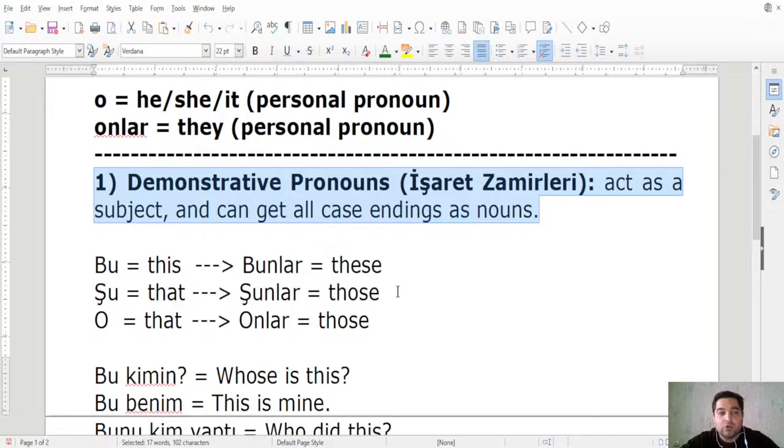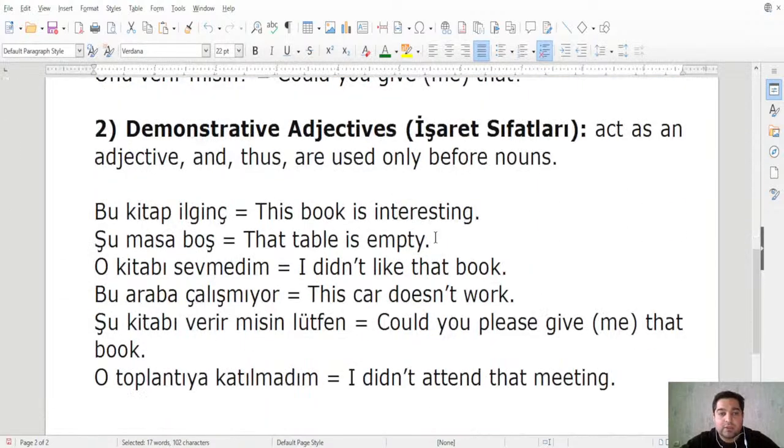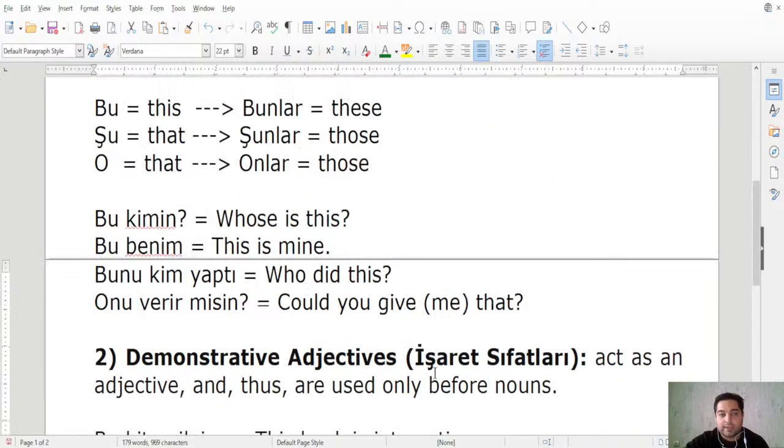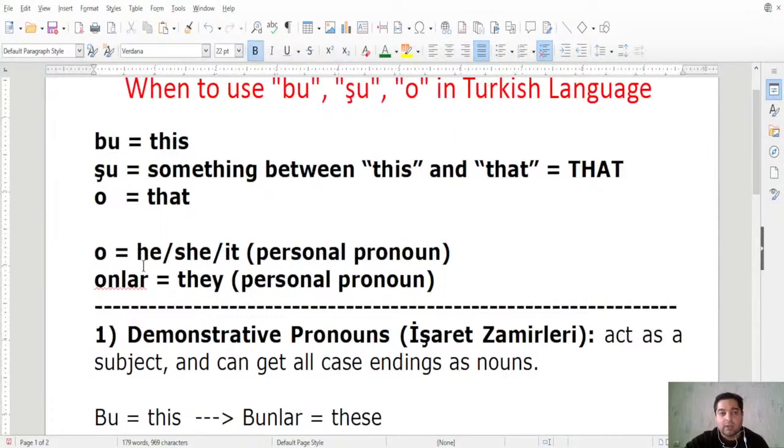Bu, şu, o can also be used as demonstrative adjectives, where they are used to describe specific nouns, but they cannot be plural. It's only bu, şu, o, and they are just used in an adjective role. And of course, don't forget that o also means the personal pronoun he, she, it, and onlar means they, as a personal pronoun plural. Third person plural is onlar.